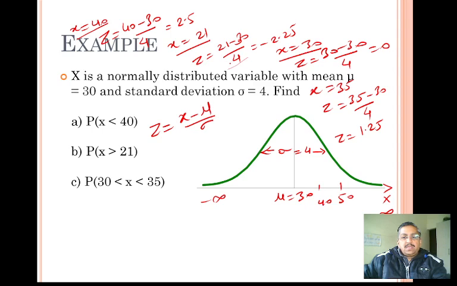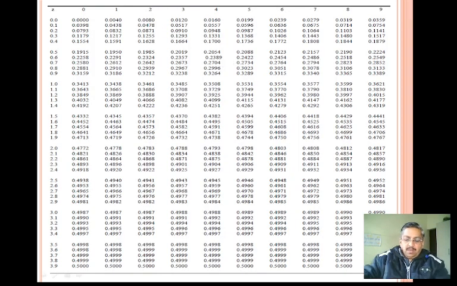And now let's discuss how to use the normal table for all these values. Here we have the normal table, and we will learn how to find the values for the various values of z we have calculated. We have z equals 1.25, then another value of z, 2.25, and another value of z as 2.5. We will see how to find these values.